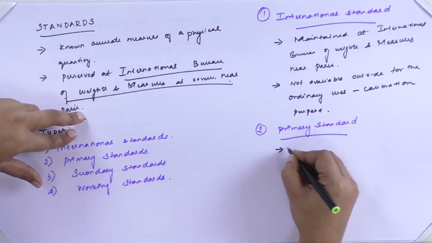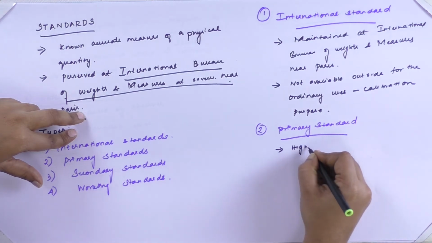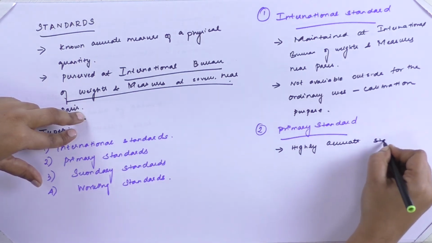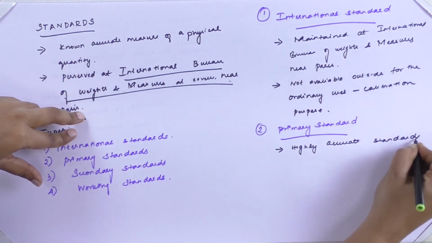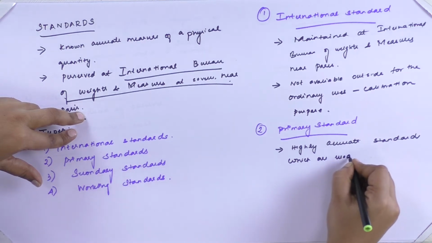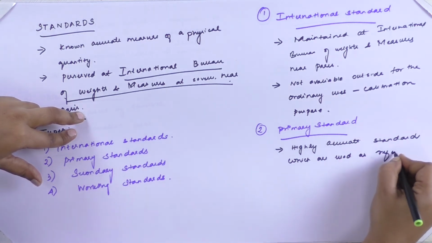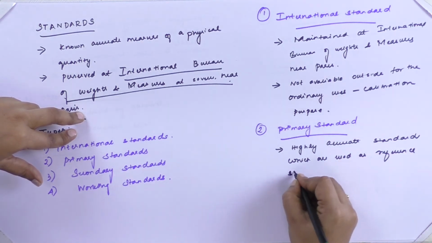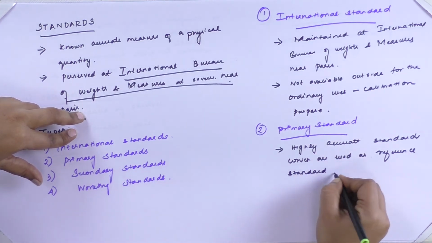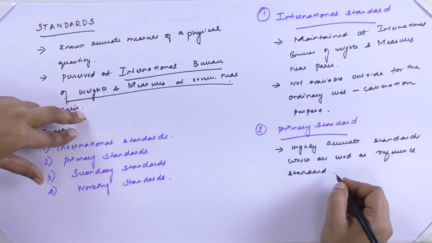So, the primary standard or the higher accurate standards, which can be used as reference standards. These primary standards are highly accurate and can be used as reference standards for calibration purposes.